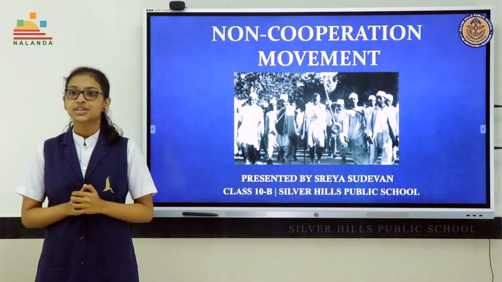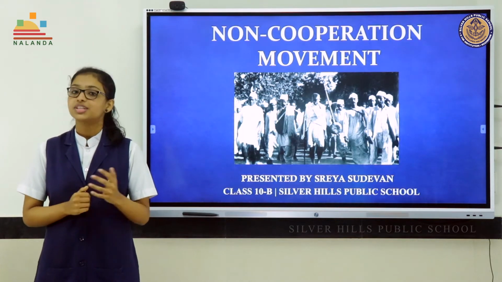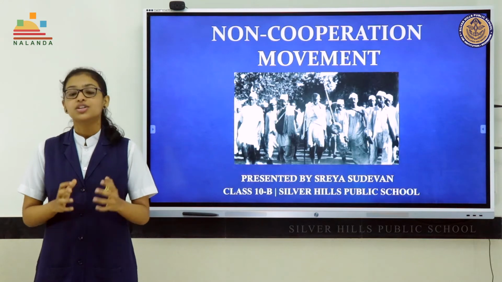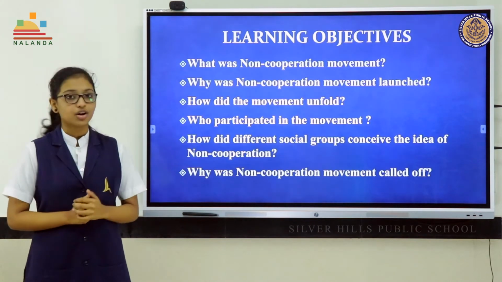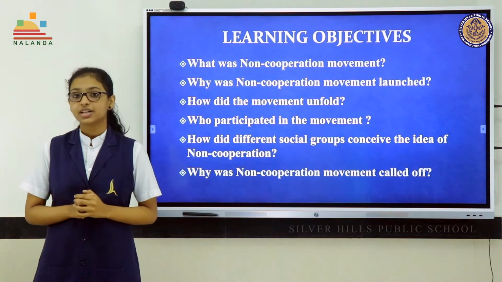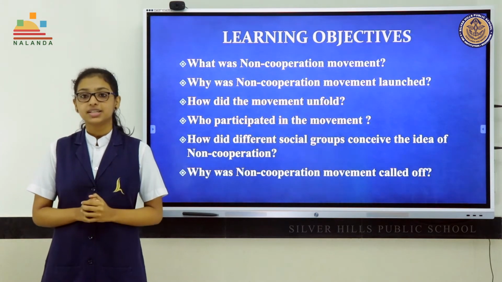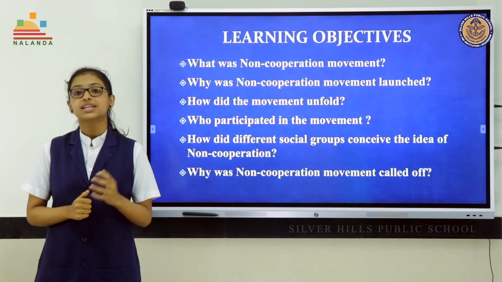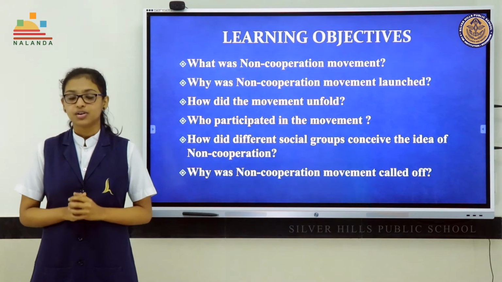I shall be continuing with the chapter Nationalism in India, and now let us move on to the second part of this chapter, the non-cooperation movement. In this session, I shall be covering the following topics. What was the non-cooperation movement? Why was the movement launched? How did the movements unfold? Who participated in the movement? How did different groups of people conceive the idea of nationalism? And finally, why was the movement called off?